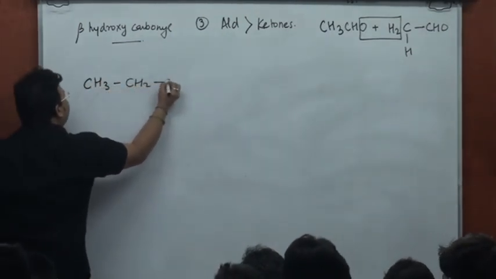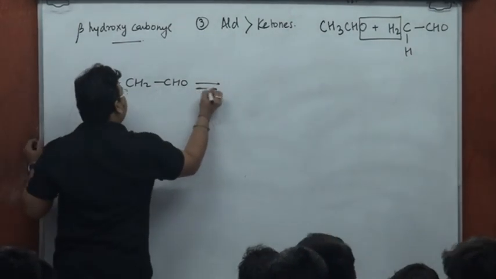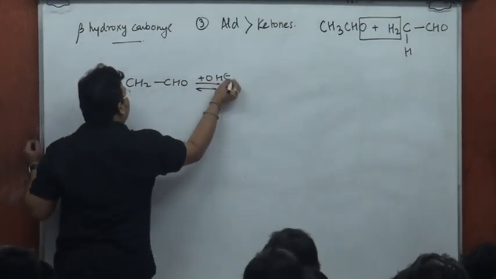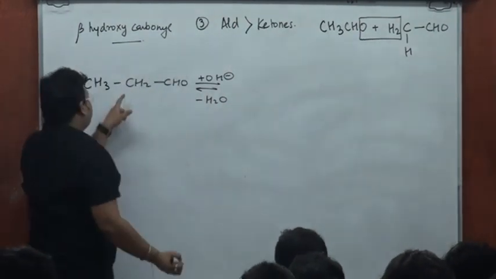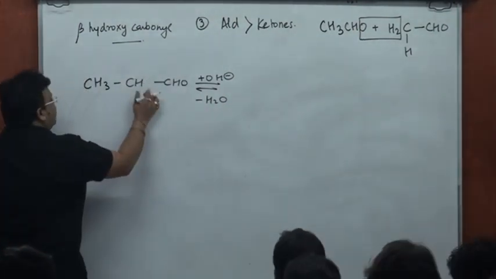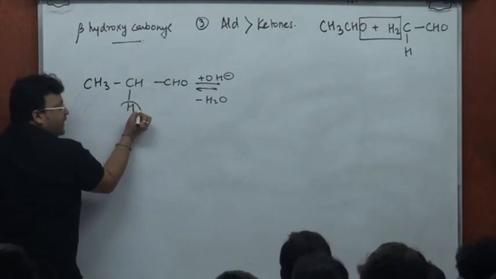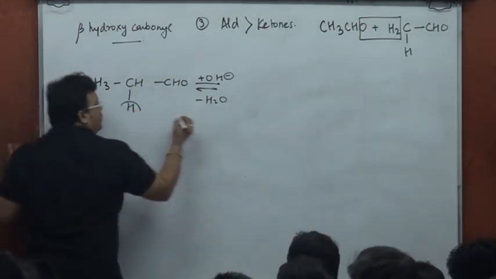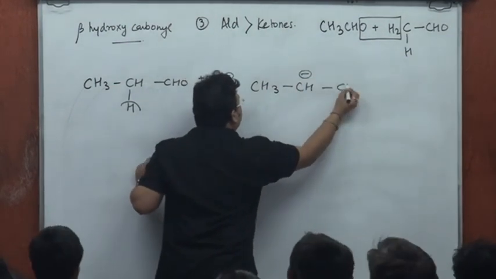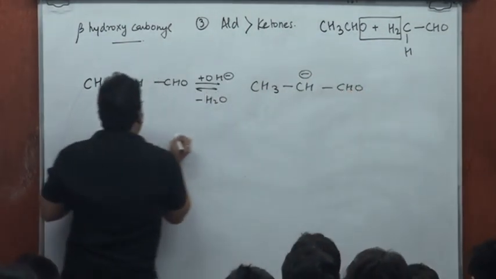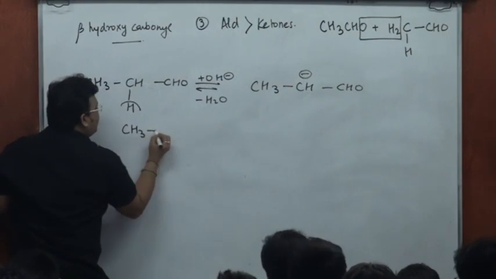CH3CH2CHO, yet again with OH minus, base catalyzed, loss of H plus. I will make sure that the hydrogen I am abstracting is always the alpha hydrogen. So the conjugate base I get is CH3CH minus CHO, and this would act as a nucleophile to the next molecule.